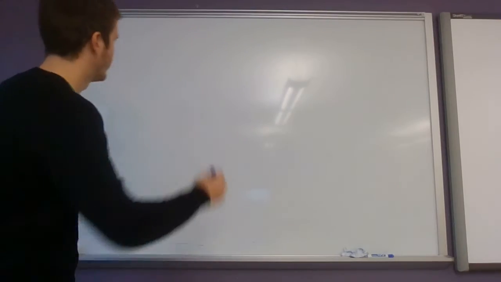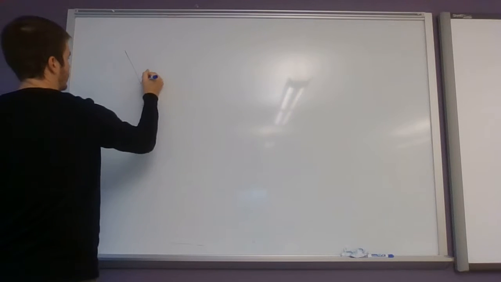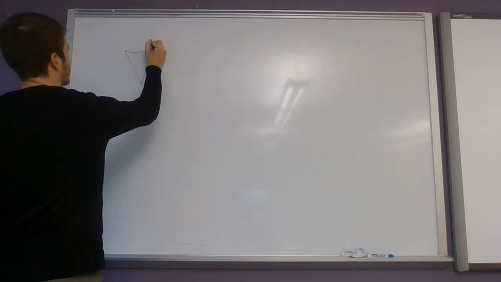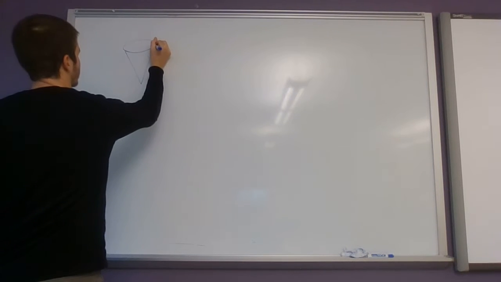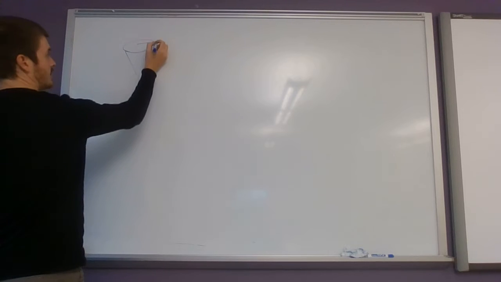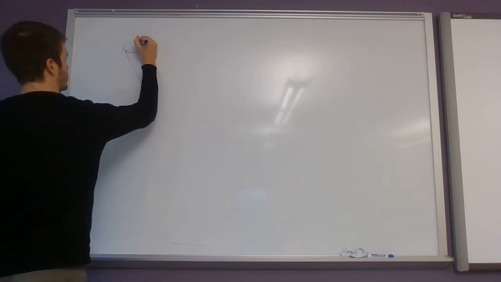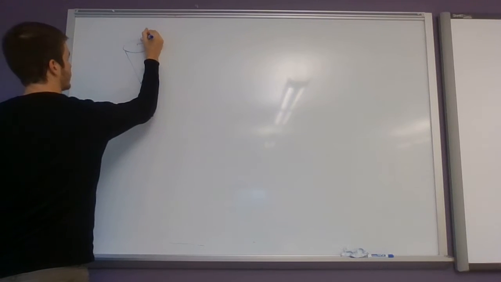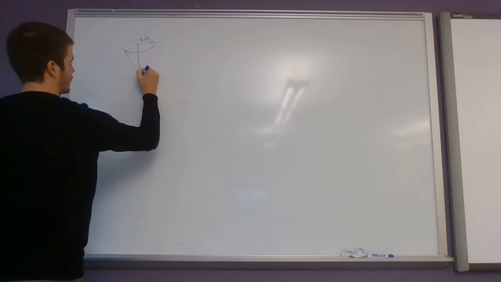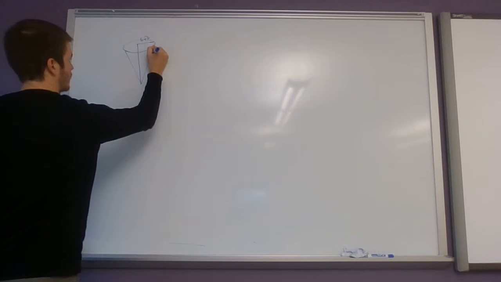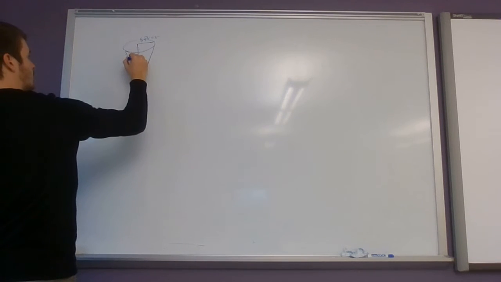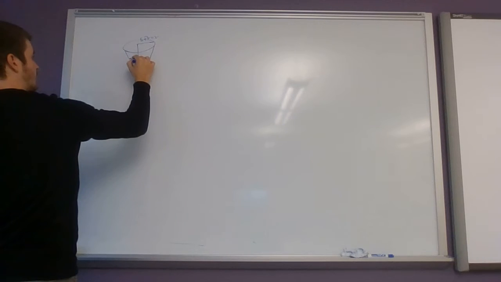So we'll go ahead and sketch out a little picture here. There's our cone. Since our diameter is 10 feet, our radius is going to be 5 feet. And our height is going to be 8 feet.